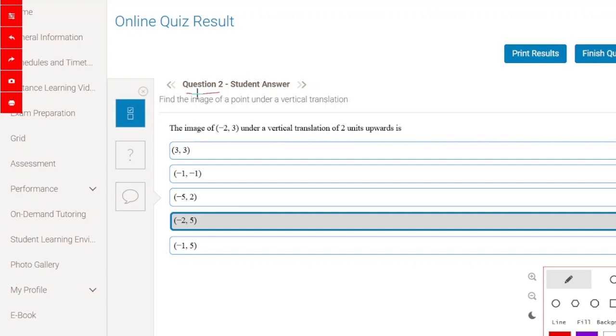Question number 2. The image of point (-2, 3). This is a point. This is x and this is y. Under a vertical translation of 2 units upwards is.